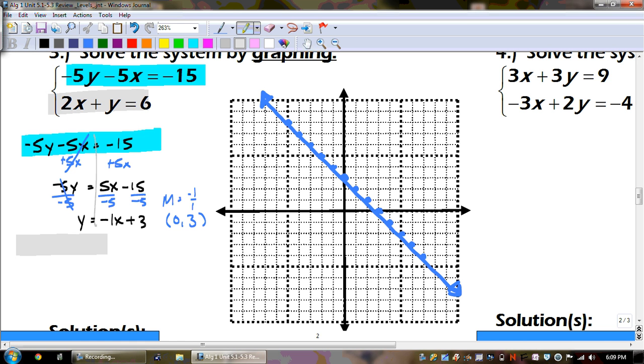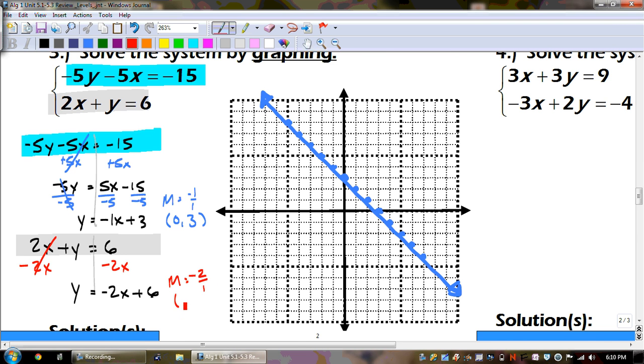Okay, now for our next line. We have 2x plus y equals 6. Now, to get the y by itself, we're going to subtract the 2x from both sides. And we get y equals negative 2x plus 6. So our slope is going to be -2/1, and then our y-intercept is 0, 6. So starting at 0, 6, I'm going to go down 2/1, down 2/1, down 2/1.